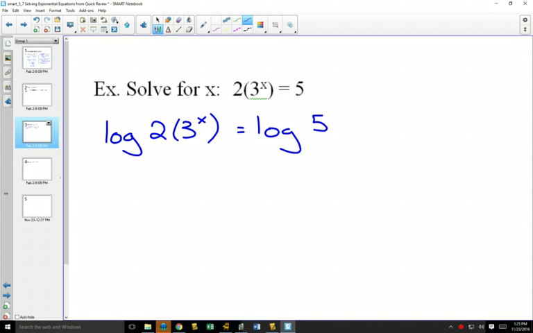So that's step 1. It's a pretty easy step. Step 2, we want to get that x out of the exponent. And now we're going to apply our log laws. And this is the place where people are going to get tempted by their log laws. Okay? You're tempted to use this log law right here.